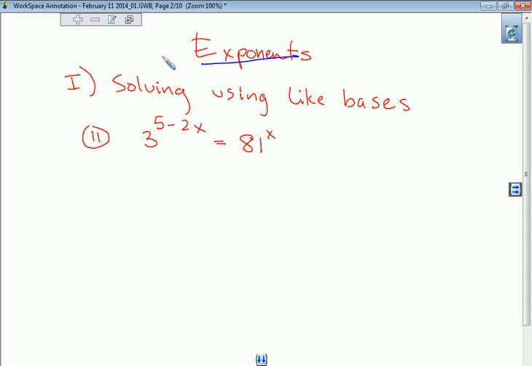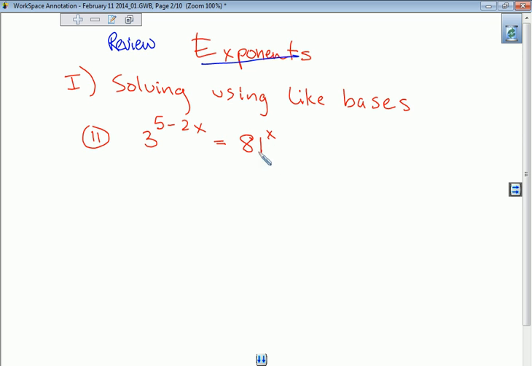So our review of exponents is going to start with this. The first thing we're going to look at is solving equations where our variable is an exponent using like bases, or a common base. This is number 11 on the worksheet you picked up today. We're going to use this for some of our examples today. So number 11, we have 3 to the 5 minus 2x is equal to 81 to the x.